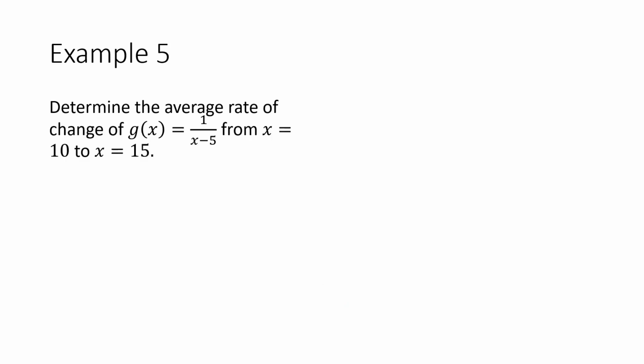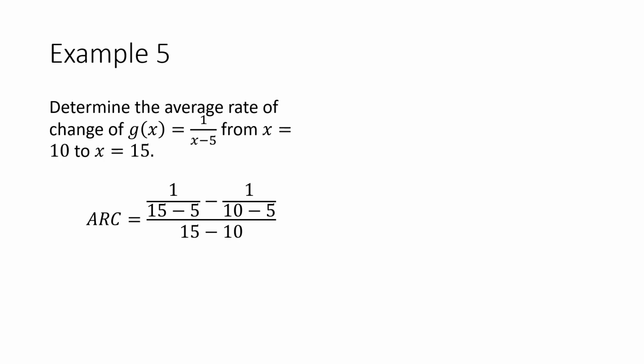One last one, suppose we have this function, g of x equals 1 over x minus 5. So this is like a reciprocal function, a rational function, you could call it too. Suppose we want to go from x equals 10 to x equals 15 and determine the average rate of change between those two places. Again, not too bad, just plug in 15, plug in 10, and subtract those two outputs in the numerator. So I went ahead and started that here, right?